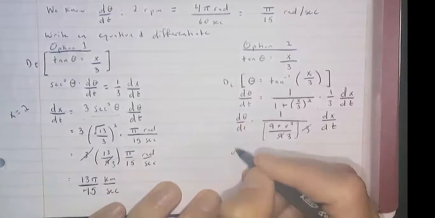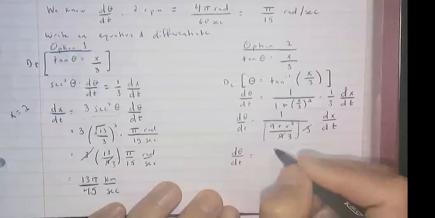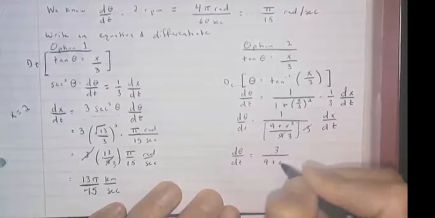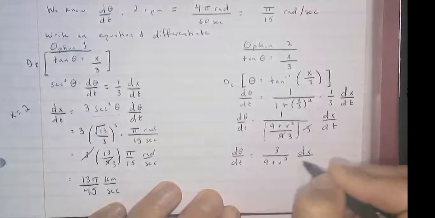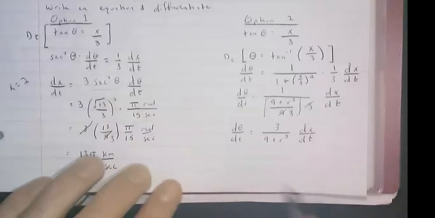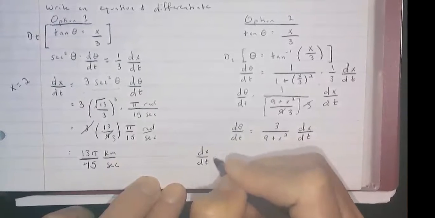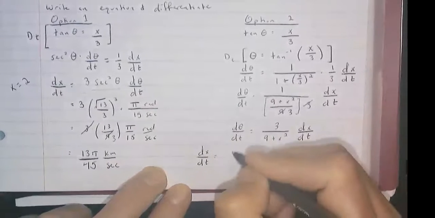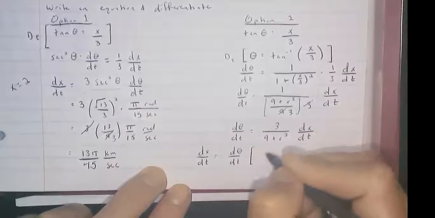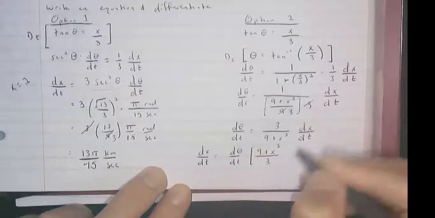So now I've got d theta dt is equal to 3 over 9 plus x squared times dx dt. So then finally dx dt, the quantity we're looking for, is going to be equal to d theta dt times 9 plus x squared divided by 3.